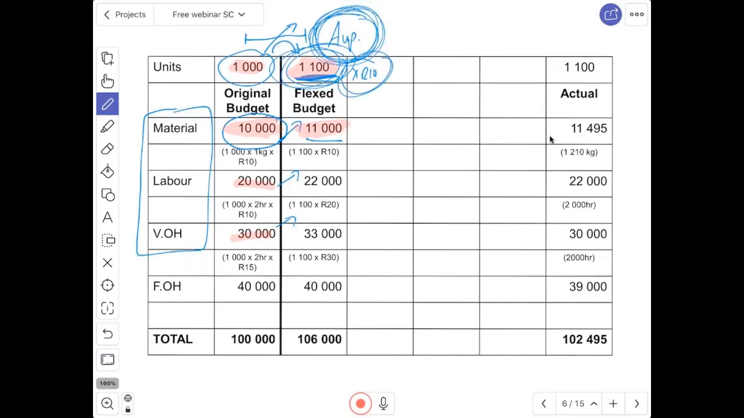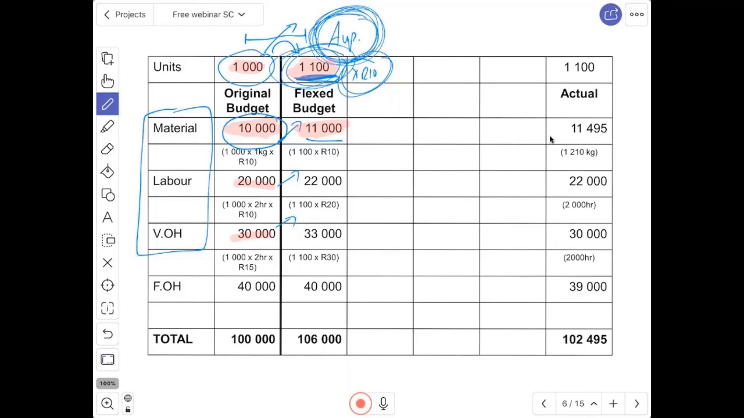So if you can't find the information that you expected, just look for other information that will give you the same amount. So remember, total rands divided by units will get you a cost per unit. Total rands divided by total kilograms will give you a cost per kilogram. And if you have the standard quantity per unit, you can multiply the cost per kilogram by the kilograms to get standard cost.